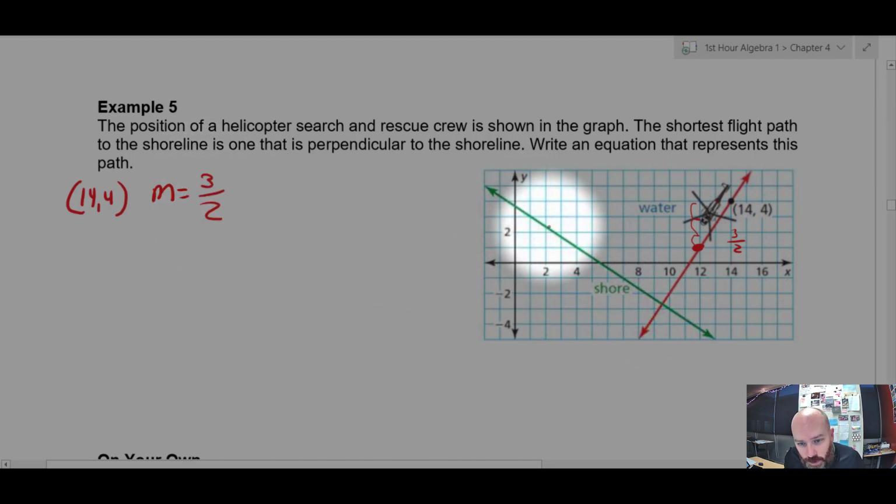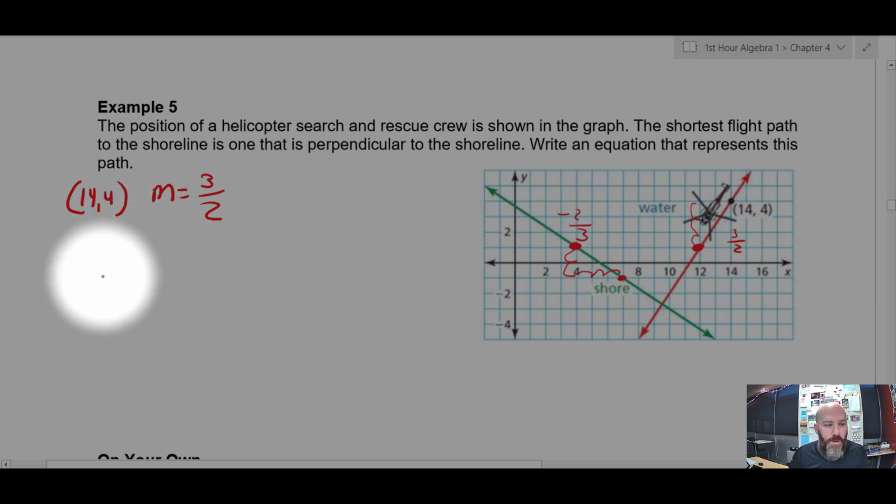So I'm going to find 2 points on the shore. It helps if I can find another point. Here's a point right here, and then here's a point right here. So I go down 2 and over 1, 2, 3. The negative reciprocal of negative 2/3 is 3 over 2. Okay, since they gave us that line and it is accurately done, awesome.